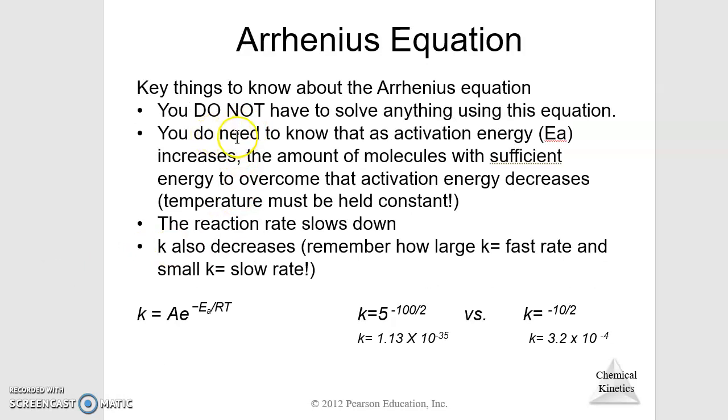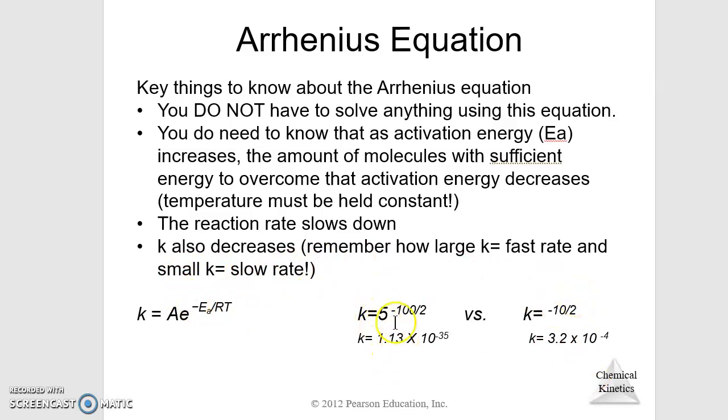One of the things you do need to know is that as we increase activation energy, the amount of molecules with sufficient energy to overcome the activation energy will decrease. We have to hold temperature constant. So you just have to be able to maybe look at this equation and interpret something like that. So what I did was I made A, I just made it 5. And RT, I made it 2 for both. I kept those constant. Remember, temperature has to stay constant. And I just put in random numbers for activation energy, minus 100 to represent high activation energy, and then that 10 with the minus sign to represent lower activation energy.